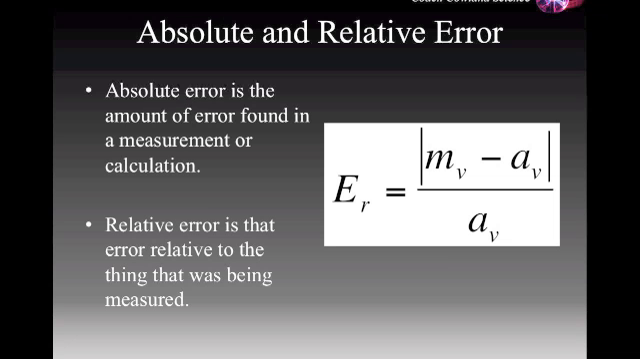Another way of calculating the error is the relative error. The absolute error is the amount of error found in a measurement, and the relative error is that error relative to what the actual value was. So here we have almost the same equation. The relative error is equal to the absolute value of the measured value minus the actual value over the actual value.